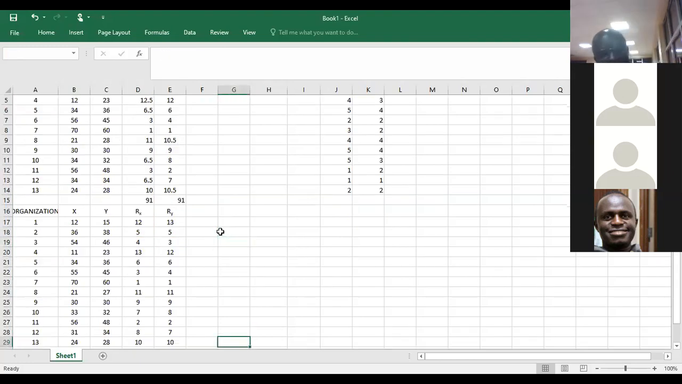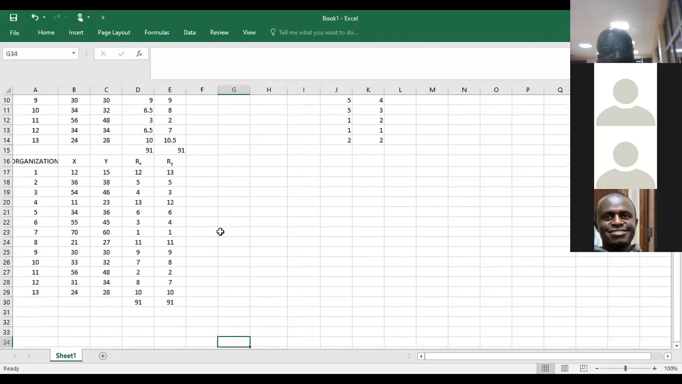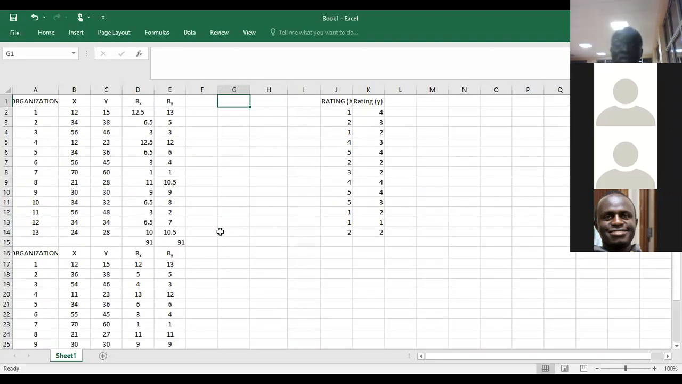So this is the first step towards dealing with Charles Spearman's rank correlation coefficient. Then step 2, after ranking, we now determine rho, Charles Spearman's rank correlation coefficient.